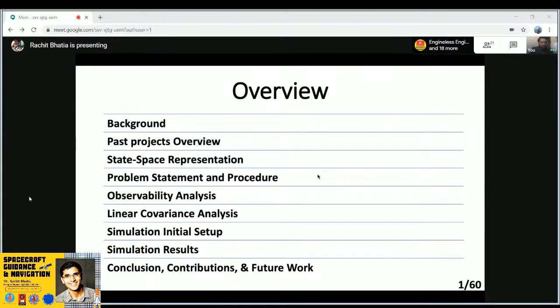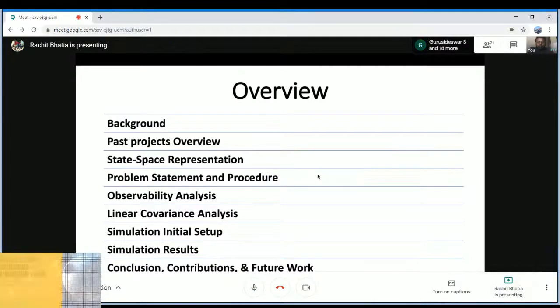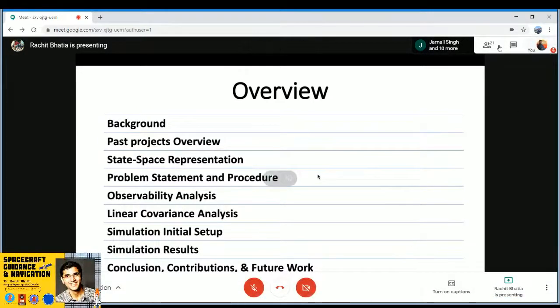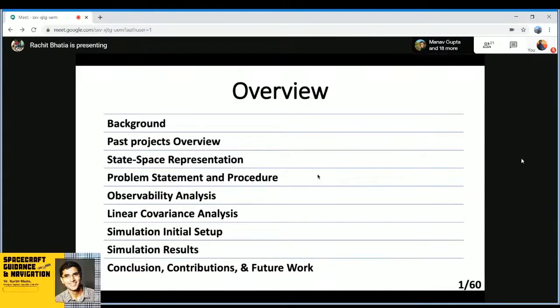From today's presentation, I want you to at least get an introduction to these three tools, or three important concepts, that are very common in estimation problems and controls problems. And then after introducing you to those concepts, I will also go over my PhD project and the work that I did for my PhD. So hopefully it will be useful.